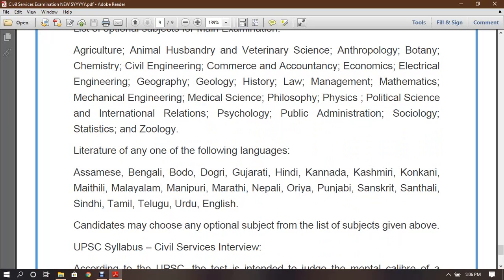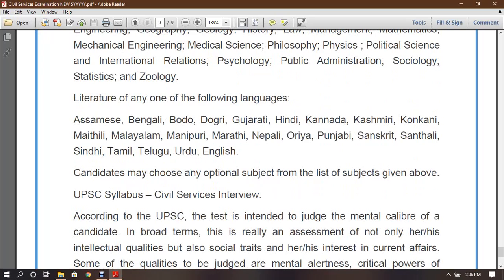Then the literature papers contain Assamese, Bengali, Bodo, Dogri, Gujarati, Hindi, Kannada, Kashmiri, Konkani, Maithili, Malayalam, Manipuri, Marathi, Nepali, Odia, Punjabi, Sanskrit, Santhali, Sindhi, Tamil, Telugu, Urdu, and English. These papers are optional papers.